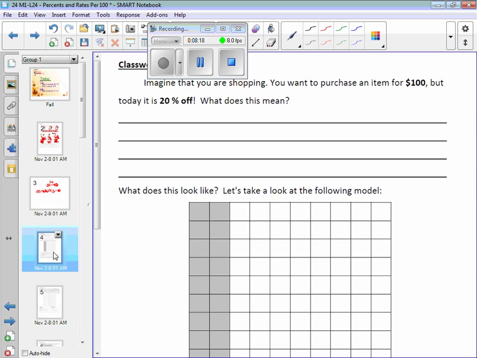Imagine that you're shopping and you want to purchase an item for $100, but today it's 20% off. What does that mean? And I don't want a dollar figure. I mean, what does it mean when something is 20% off? Are you paying more or are you paying less? Colin, what were you going to say? All right, and you would be right, but you took it a step further. I just want the very basics because of the terminology and the language of when you go to the stores. I want you to understand what they mean by 20% off. Are you paying more or less?